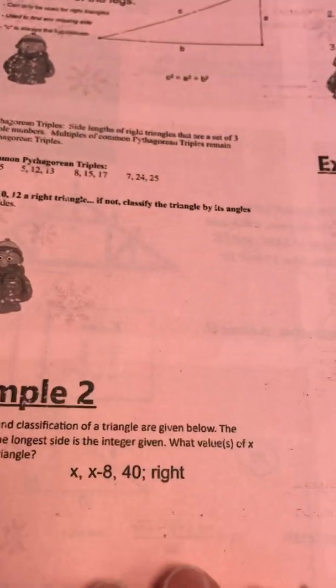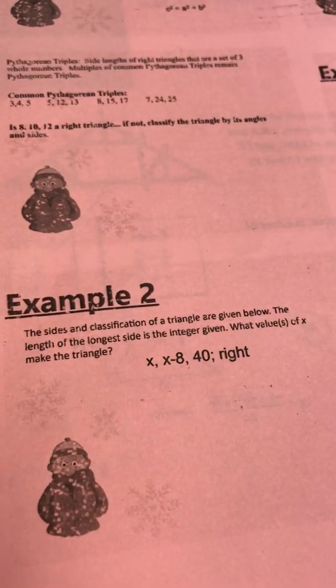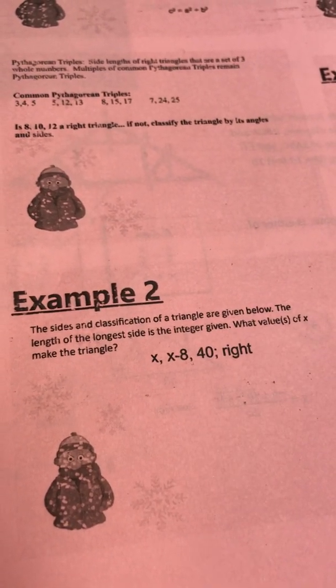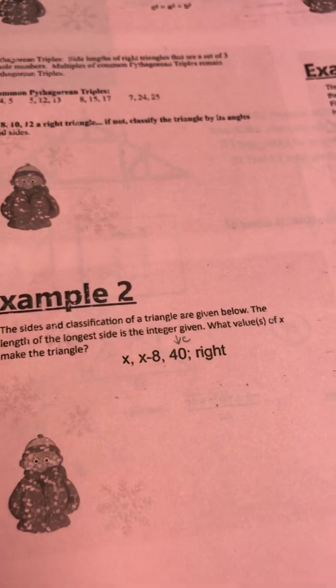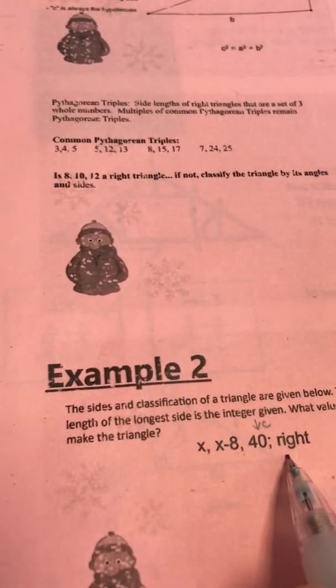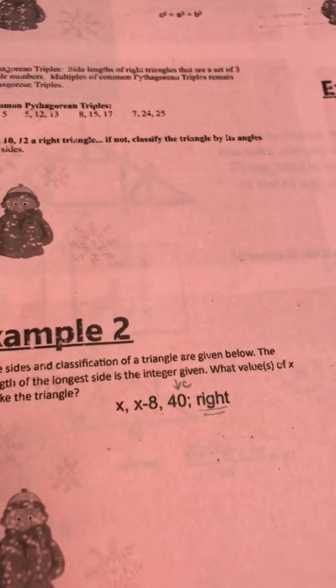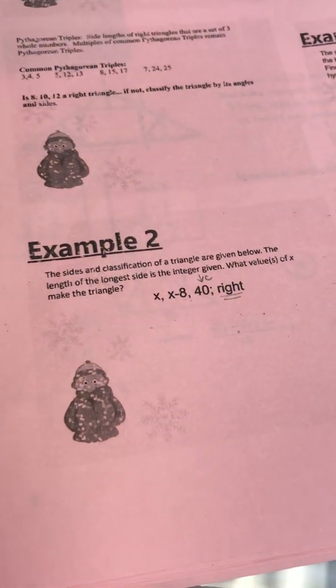All right, example number 2, it says the sides and classification of a triangle are given below. The length of the longest side is the integer given. So our integer is 40, and that's going to be c. Okay? It also tells us that the triangle is right, so we know a squared plus b squared equals c squared. What are the values of x that make the triangle?